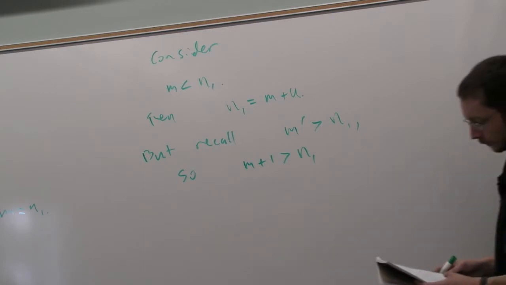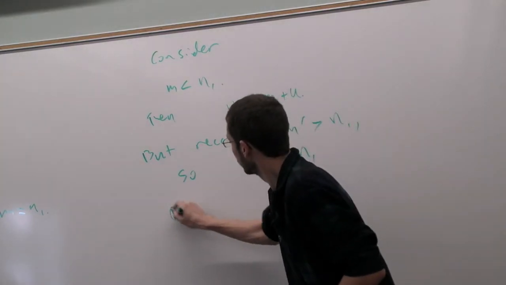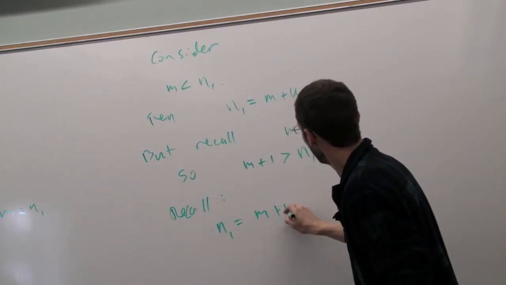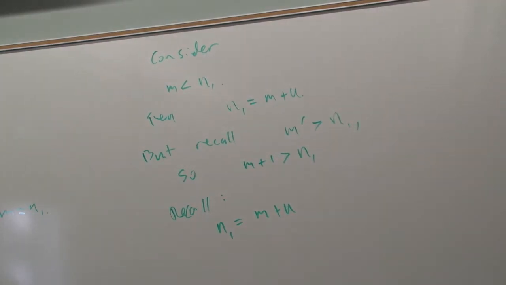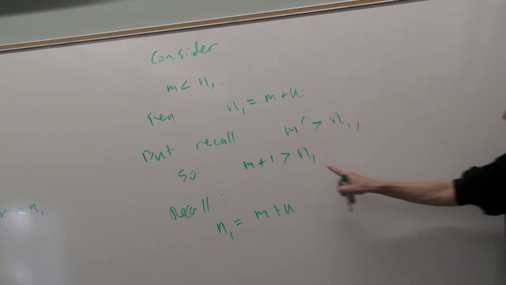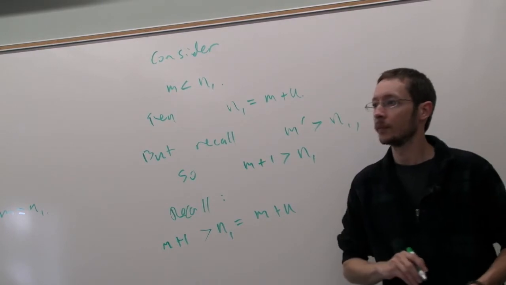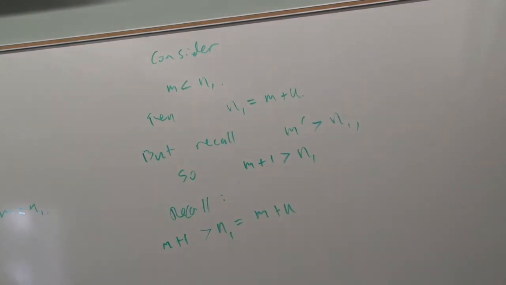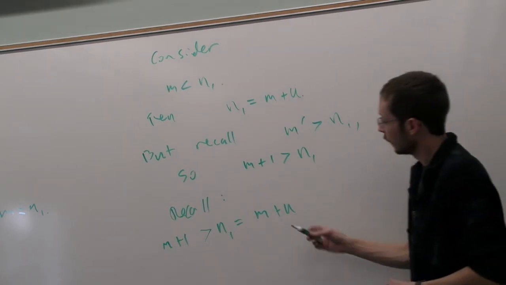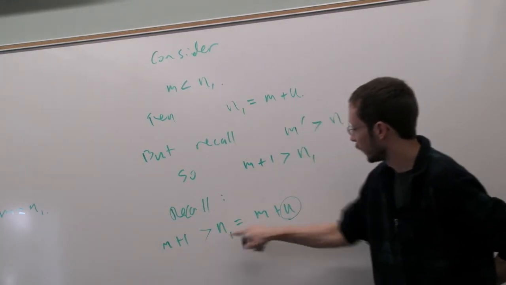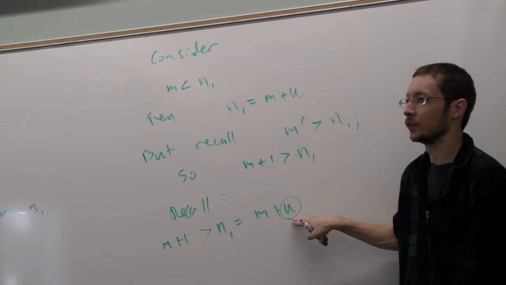And so what do we have? So we recall n1 is equal to m plus u. And this thing has to be smaller than m plus 1. And this is nonsense, okay, because u is at least 1. And so what this says is that m plus 1 is greater than m plus 1, which is nonsense.